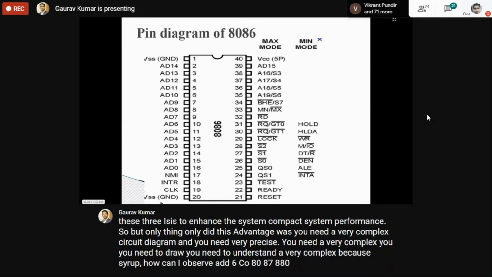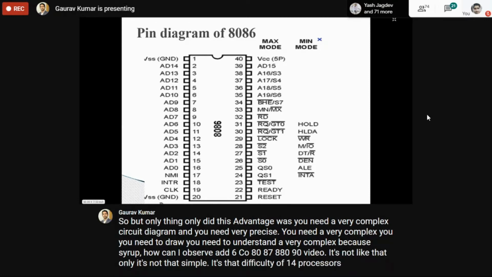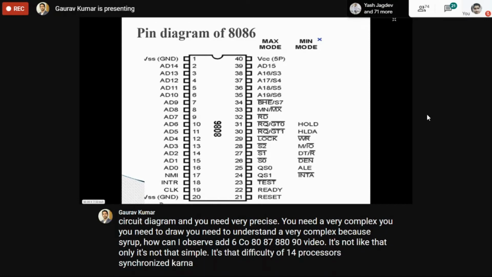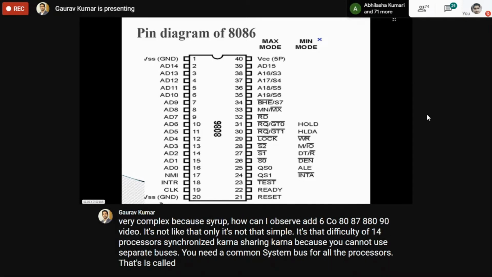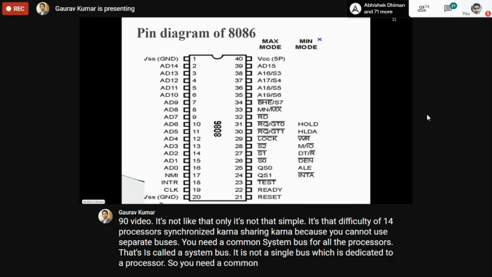So you need a common system bus, and you need that if one processor is working, the second processor is doing another task, the third processor is doing other tasks. You just want to know how to synchronize all these things. So this was the basic concept of networking, from where the idea of the evolution of networking evolved.